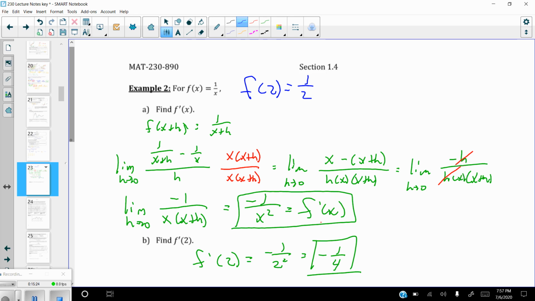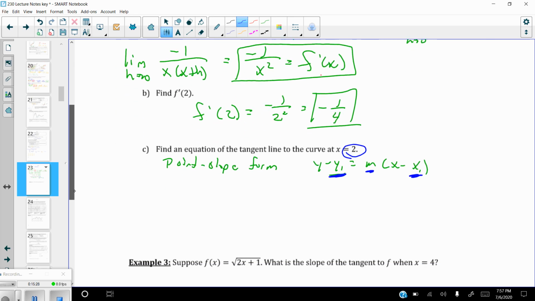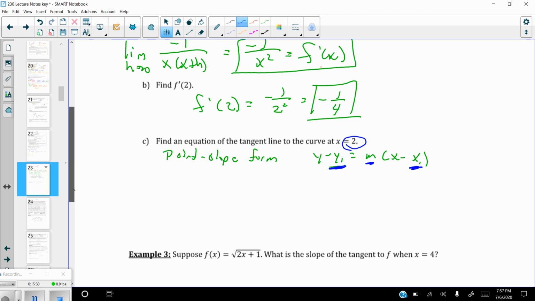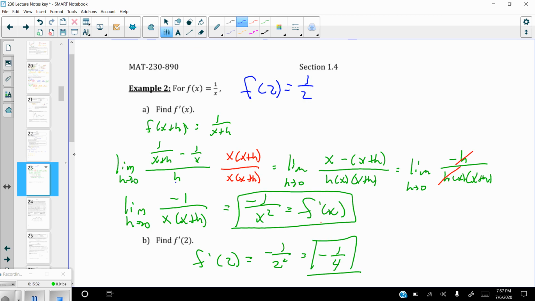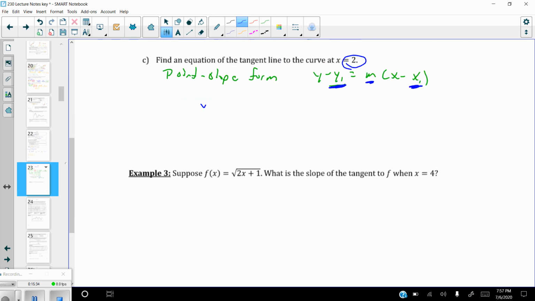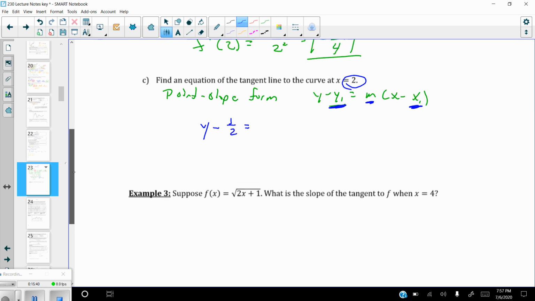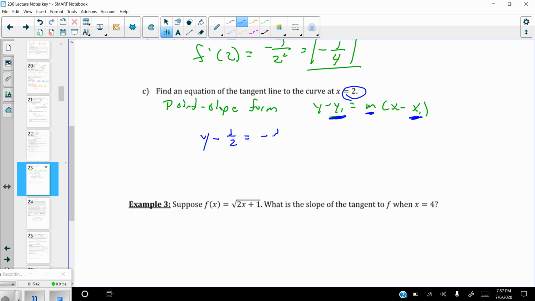So we have x, we have y, and we have slope. So let's plug those things into point slope form. So we're going to get y minus y1, which we just found to be 1/2, equals the slope, which we just found right above, which is -1/4, times x minus 2. That is point slope form of a line, and that is perfectly acceptable.